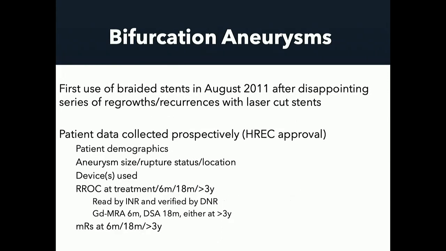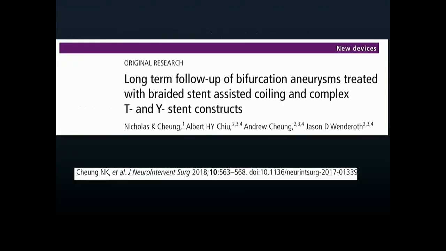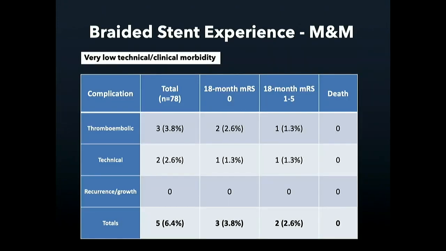Just touching on our bifurcation aneurysms and braided stents, we first got access to them in 2011, after we'd had a few recurrences with the laser cut stents. We decided to put in an ethics proposal to collect our data prospectively, which we did, collecting the usual stuff. Our fellows published this, their second paper on this. This is our long-term follow-up of this cohort, which came out in Janus last year.